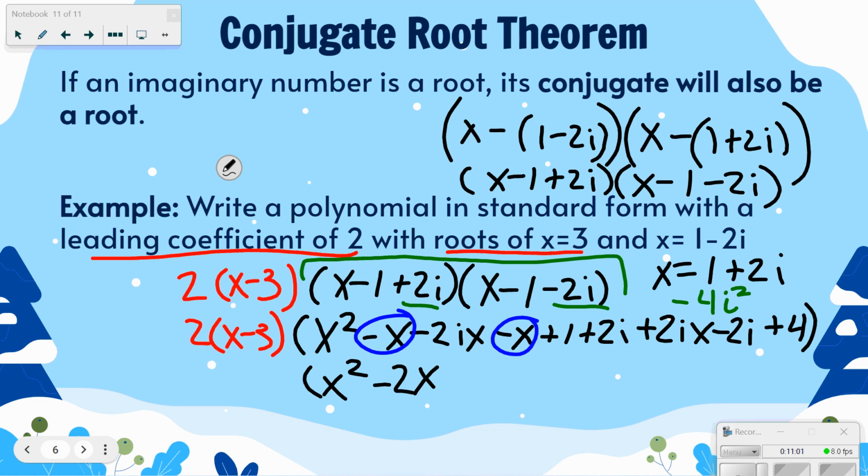You can cancel out the 2ix. Yes. I have a minus 2ix and a plus 2ix. That becomes 0. Same with the 2i. Great job. I have a positive 2i and a minus 2i. That becomes 0. See? Not so scary because all my imaginary terms, boom, combined to become 0. And my last term is just going to become what value? 3. See, not so scary. So let's just multiply that 2 into this x minus 3.